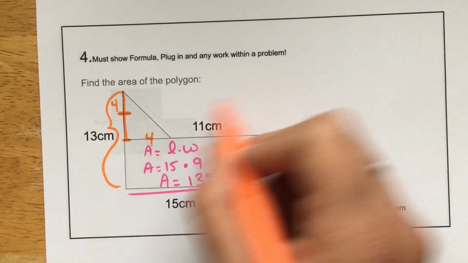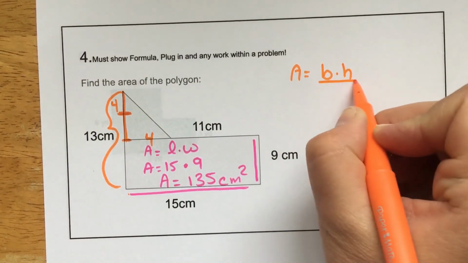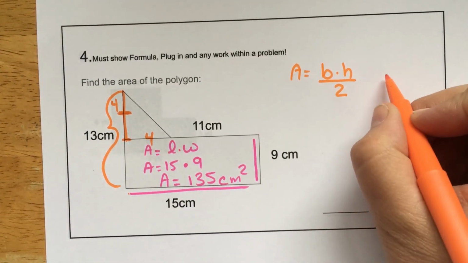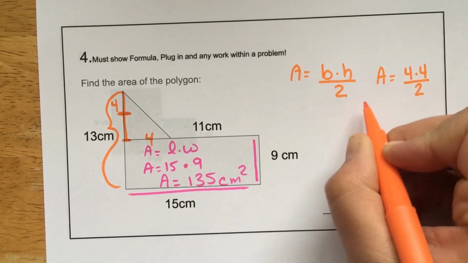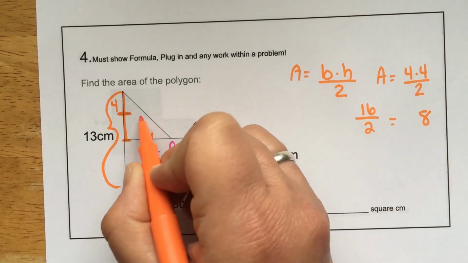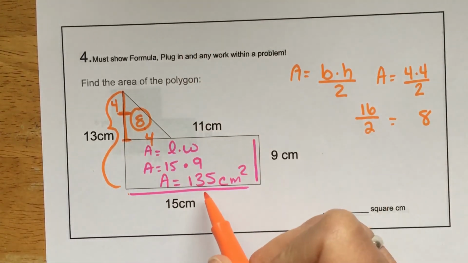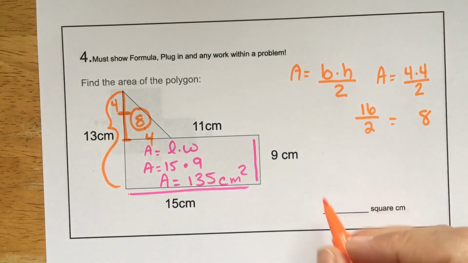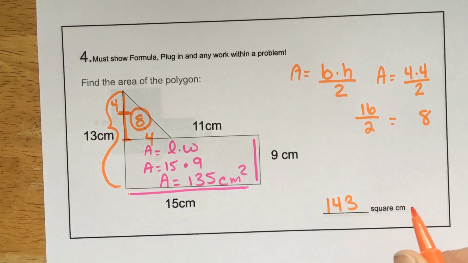Okay, so again, I'm going to use my formula. Area is equal to, it's a triangle, it's the base times the height divided by 2. Very important there, that divided by 2. Okay, plug in what we know. The area is equal to 4 times 4 divided by 2. 4 times 4 is 16. 16 divided by 2 is 8. So the triangle is 8. Okay, I'm not done yet. I have to take my 8 and put it together with the 135. When you add them, again, use your calculator, guys. I get 143 square centimeters.